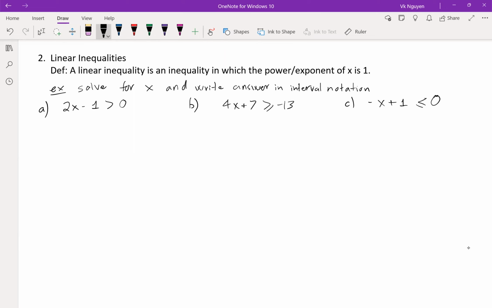The same way as we solve for x in an equation, isolate x on one side. Plus 1 on both sides. So I have 2x greater than 1. And then divide both sides by 2. X greater than 1 over 2. Greater than, according to the table, we use the interval notation from 1 over 2 to infinity.